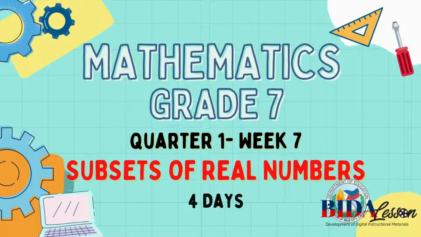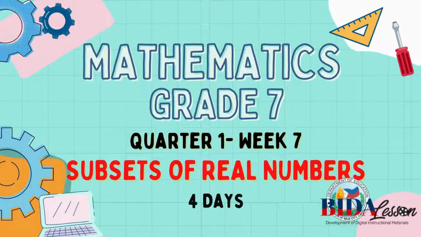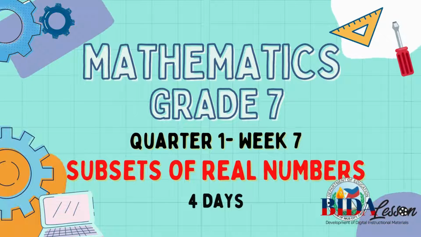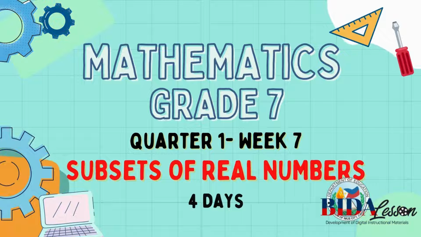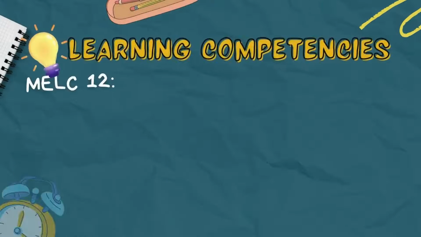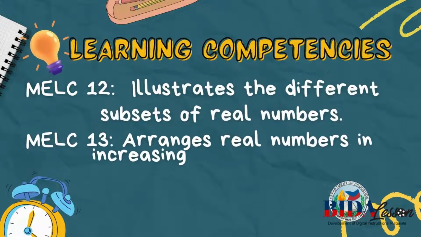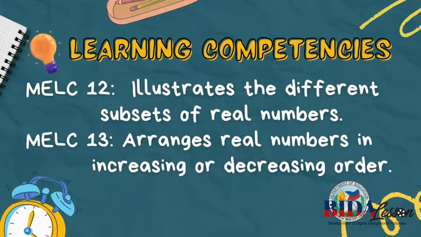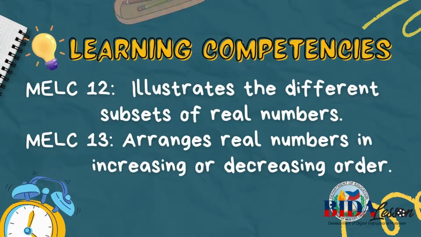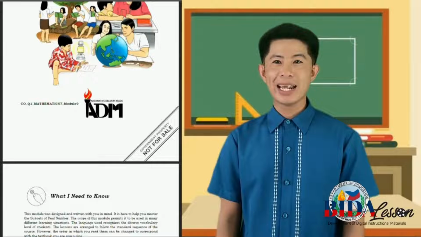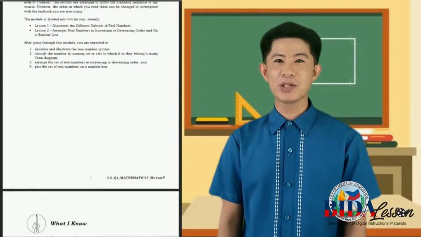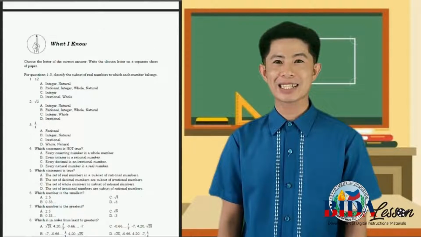Mathematics Grade 7, Quarter 1, Week 7. Subsets of real numbers. Days to be taught, 4 days. For this week, the learning competencies are: illustrates the different subsets of real numbers, arranges real numbers in increasing or decreasing order. Prepare your pen, paper, and self-learning module and be ready for the following task.